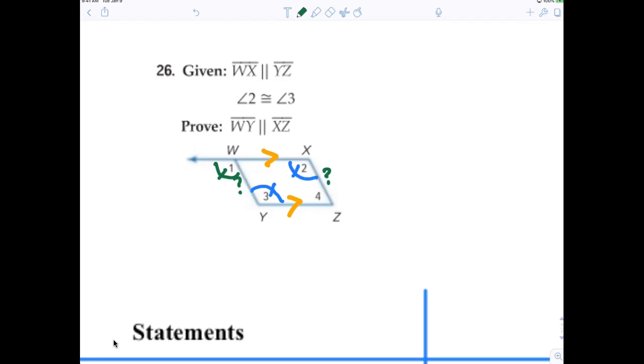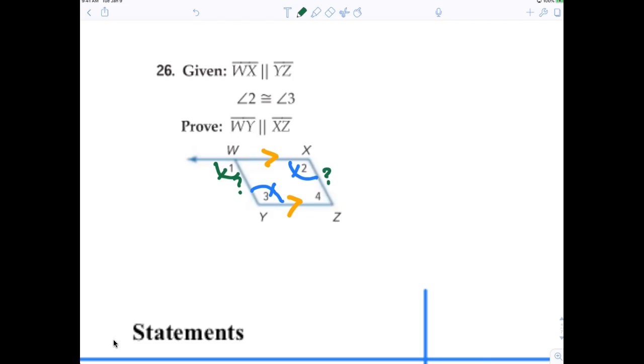All right, is everybody happy with that? I'll give you a second. Obtuse angles. So 1 is congruent to 2 now. Do you agree? So now that we say 1 is congruent to 2, we can now say WY is parallel to XZ, because those are converse of the corresponding angle postulate. That's right.